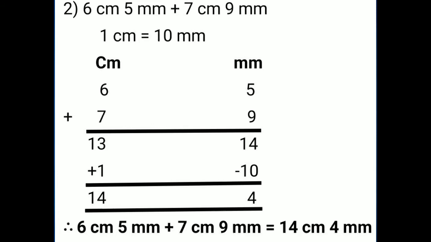Now 14 mm is more than 10 mm. So what we'll have to do is subtract the excess, that is 10 mm from 14, and add it as 1 cm to 13, which will give us the answer 14 cm and 4 mm. Therefore, 6 cm 5 mm plus 7 cm 9 mm is equal to 14 cm 4 mm.